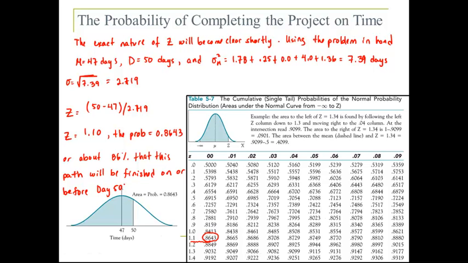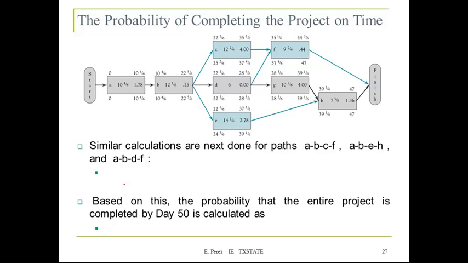We only have the probability of one of the paths. So we need to repeat this process for each one of the paths in the network. So similar calculations are next done for paths A, B, C.